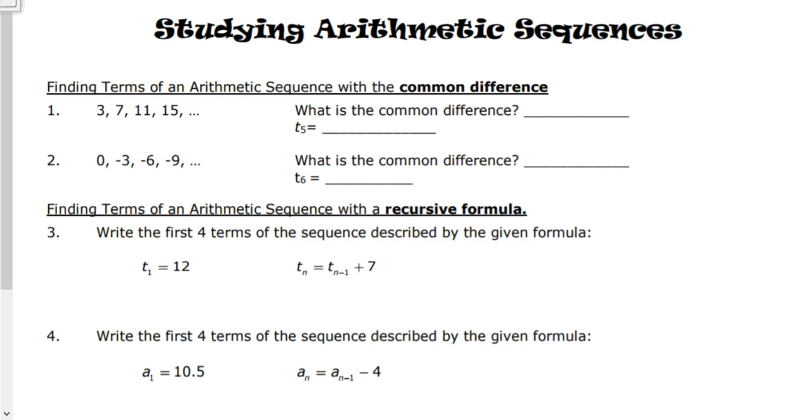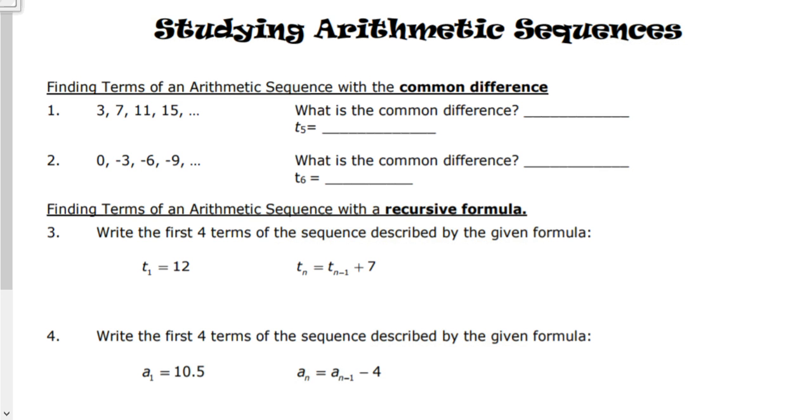Yesterday you looked at how to write a function rule for an arithmetic sequence. When you are done with this video today, you're to finish the worksheet and then you're to do the circuit around the classroom. The circuit is also on Canvas, so you can complete that for homework tonight.